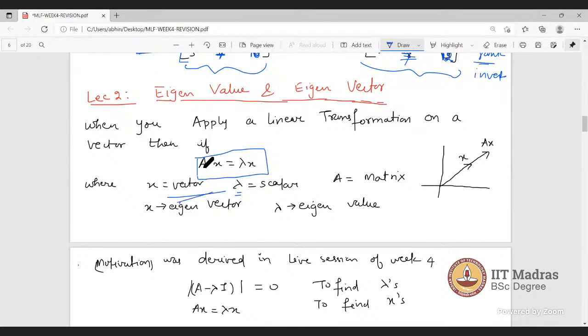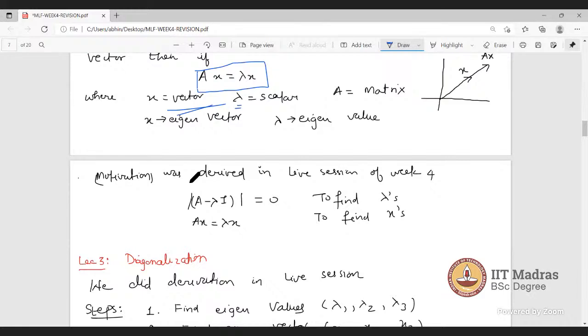I think we covered this part in the tutorial, so you can refer to that. And the motivation that sir has used, the differential equation part, we also covered in detail in one of the live sessions.